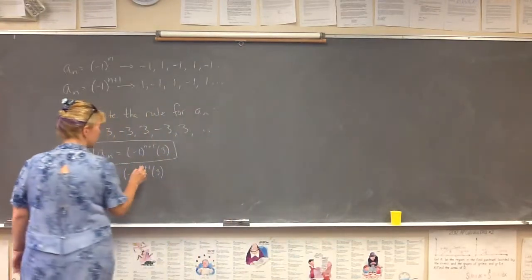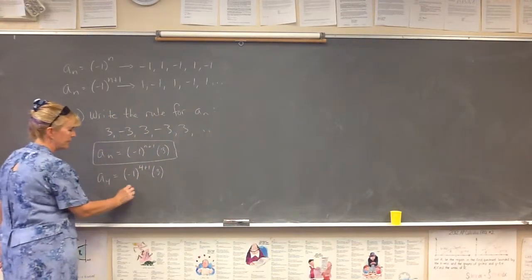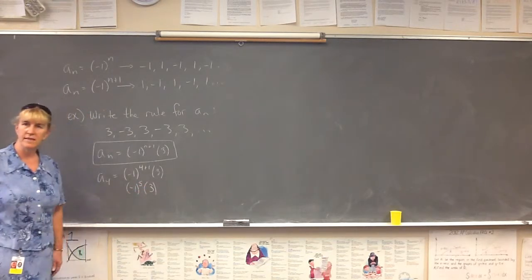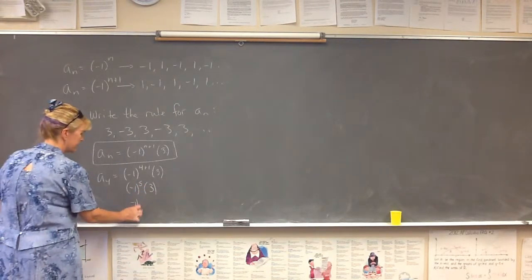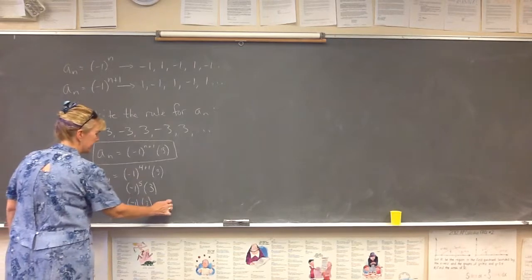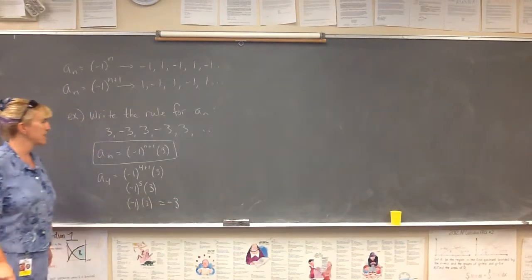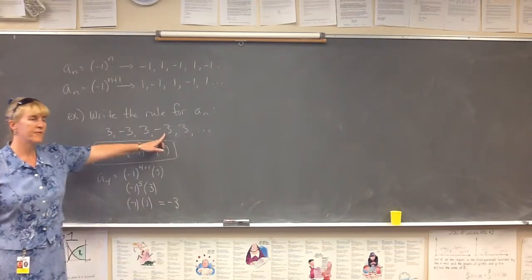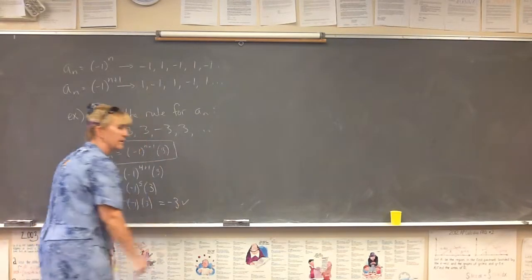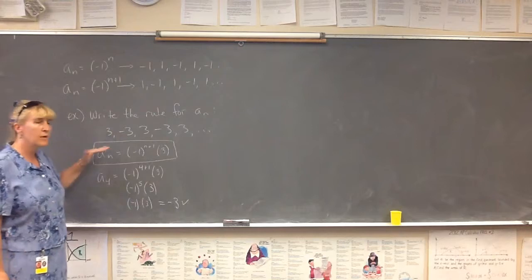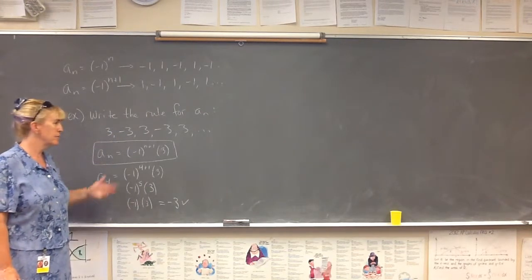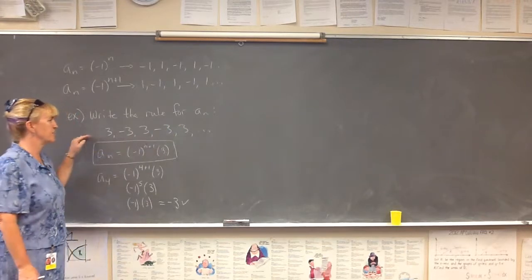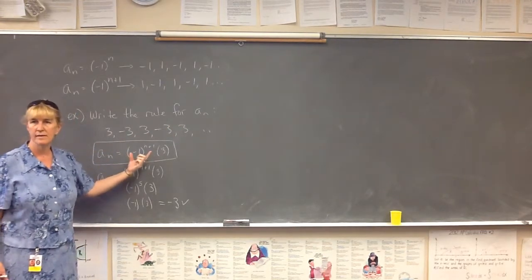All right, so what's 4 plus 1, you guys? Come on. 5, so this is negative 1 to the 5th. What's negative 1 to the 5th? Negative 1. Negative 1 times 3? Negative 3. Is that supposed to be my a sub 4? Yes. Here's a sub 1, 2, 3. That's a sub 4. Yes, it is, and it does check. I could check every single one of them if I wanted to, but it's going to work, because a 3 is constantly a 3. The only thing changing in this pattern is the plus and minus sign.